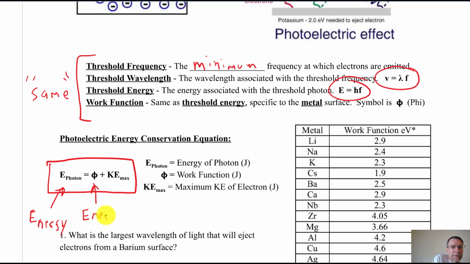For potassium, we know it's 2.0. Actually, it's saying something different. In this table, it says K is potassium, right? It's 2.3, so I guess there's a little discrepancy here. But 2.3 in this table, 2.0 up here at this top problem. But you just use what they give you, and I would give you credit for either one of those.